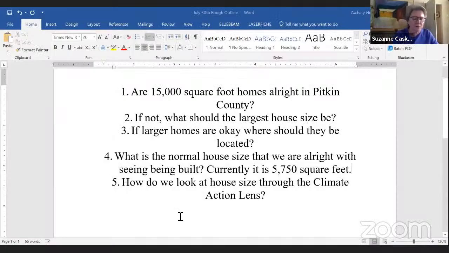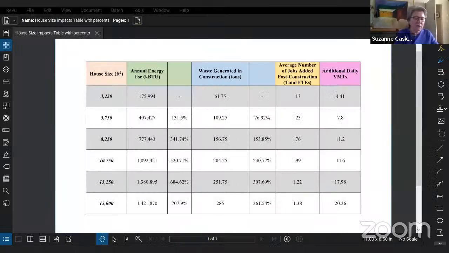Looks like Suzanne has her hand up. Yeah, going back to that last chart, can one of you quickly double check my numbers under the house size column? What's the percentage larger in square footage from 3250 to 5750?